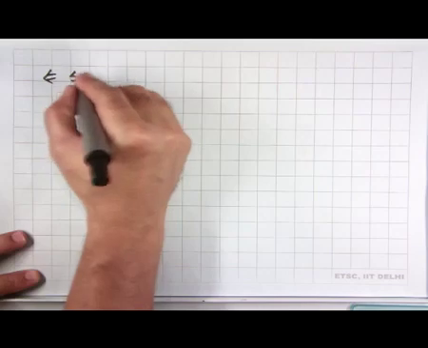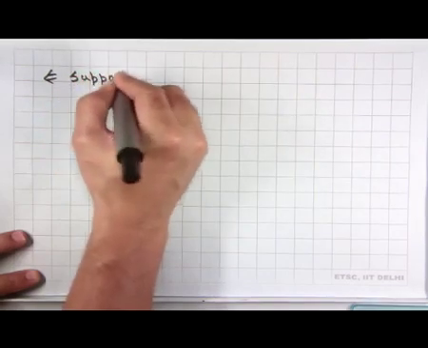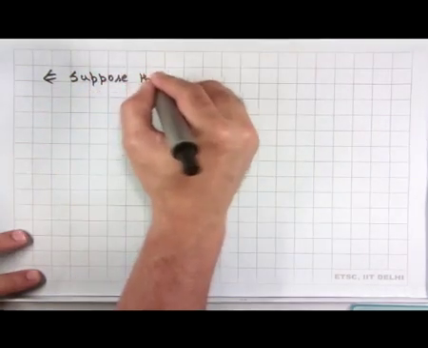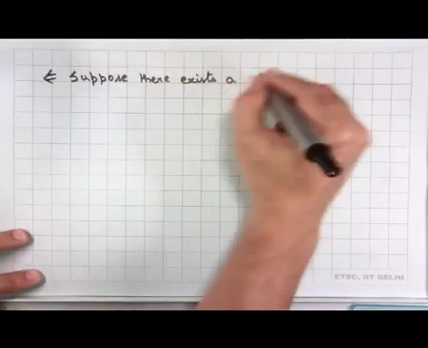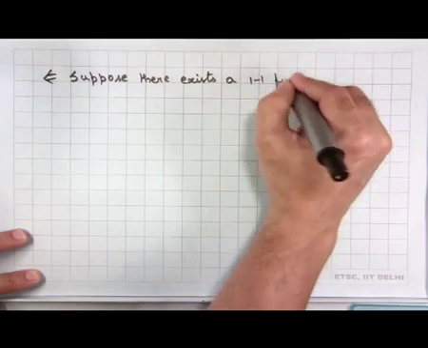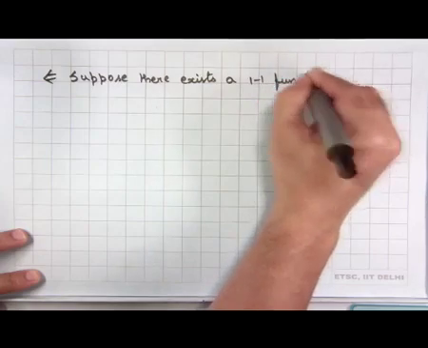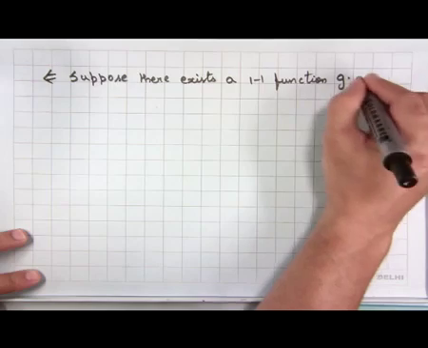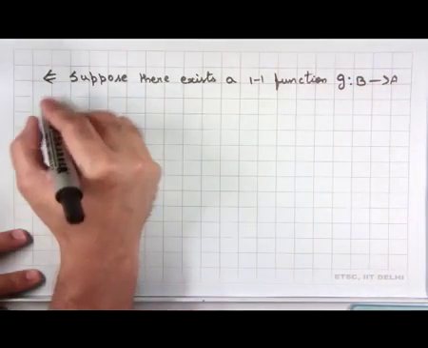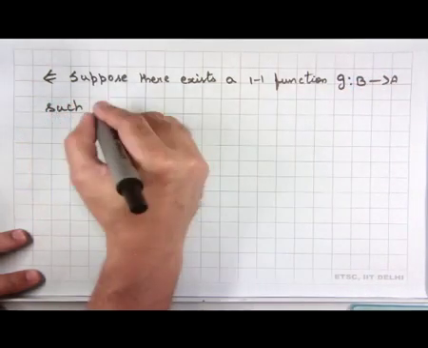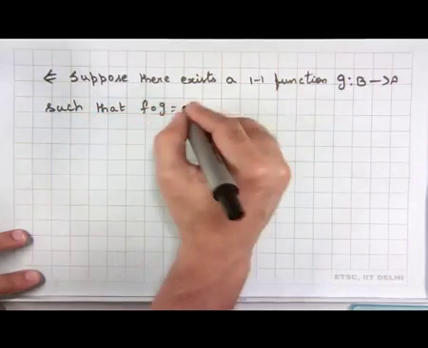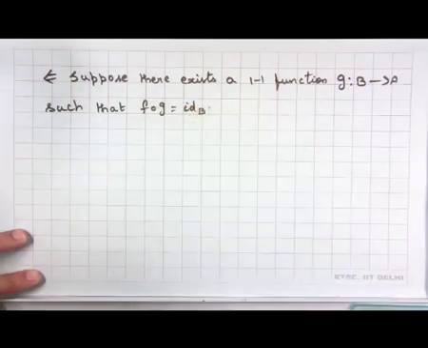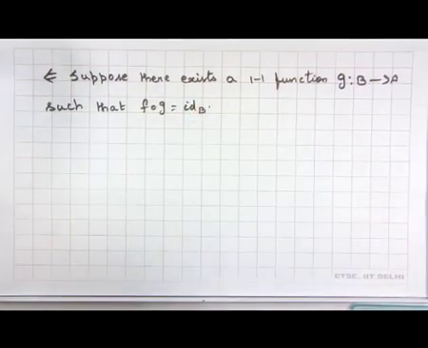Let us prove the converse part. Suppose there exists a 1-1 function g from B to A such that f composed with g is the identity function. We will have to show that f is onto.